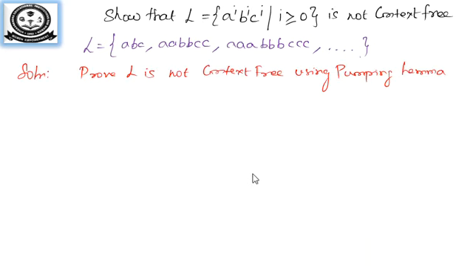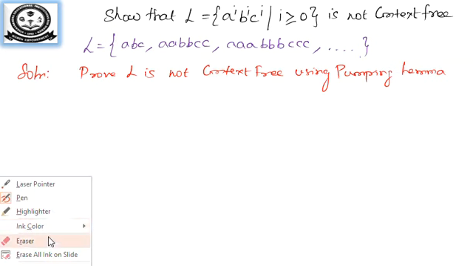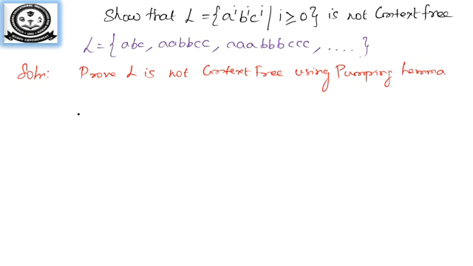So we are going to prove the language is not context free using the pumping lemma. As I said before, we have to follow these steps, so let us follow the steps one by one. The first step, we are going to use contradiction. If you want to prove a language is not context free, we will take it as a contradiction that the language is context free. So the first step, we assume that L is context free.